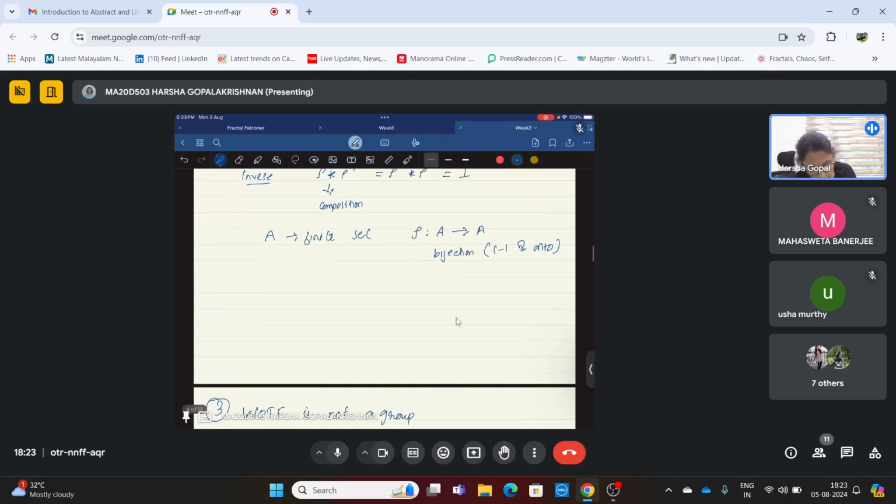For example, 1 2 3 to 1 2 3, suppose this is my set A to A. So I am mapping a function f as 1 is going to 2, 2 is going to 1, 3 is going to 3. So this is one-one and onto because each distinct element has distinct images. And all elements from this set are mapped by some elements from this set. So this is a bijection, and this bijection is from the same set to the same set. So we will call it a permutation. That is the definition of permutation.